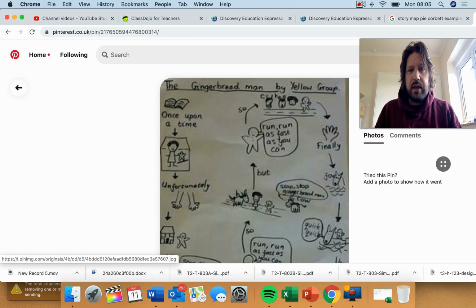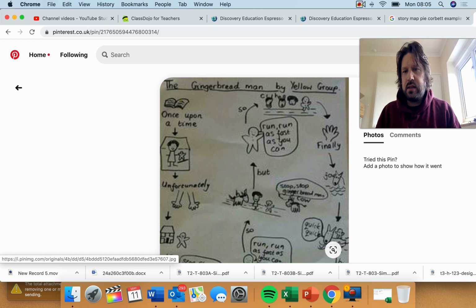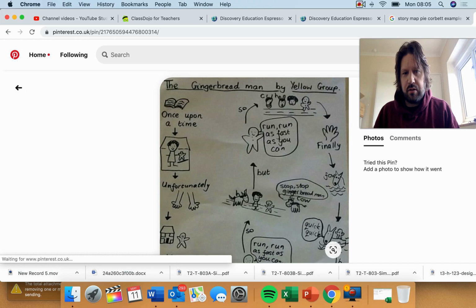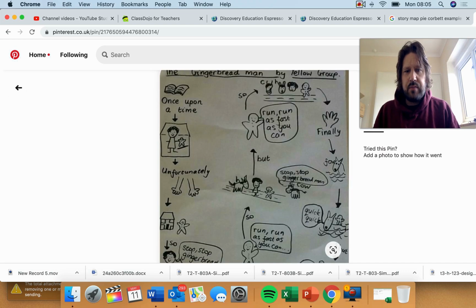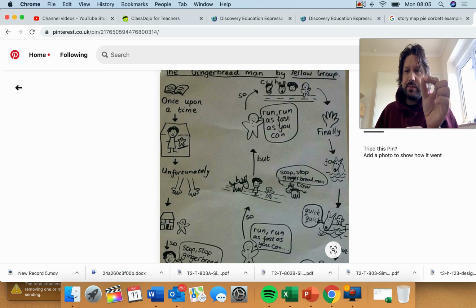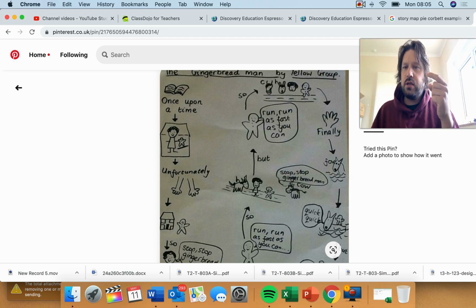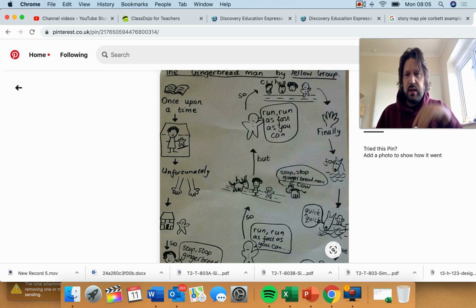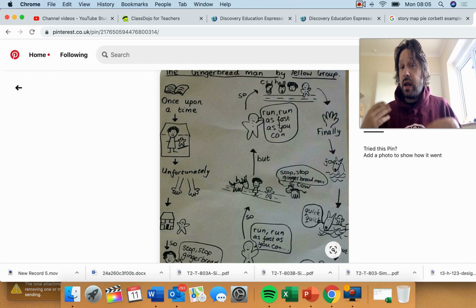So you can see here the gingerbread man. This is a yellow group, so this is in class. So you've got the little pictures that remind you as the writer how the story goes. So a book opening and just a few words just to remind them. So once upon a time, there was a person with a starfish. No, I think that's a gingerbread man.